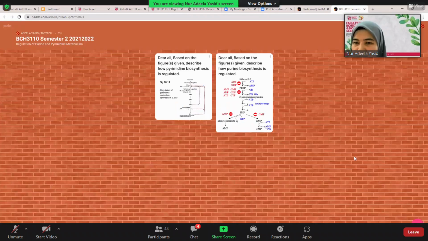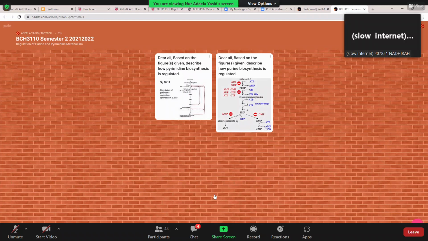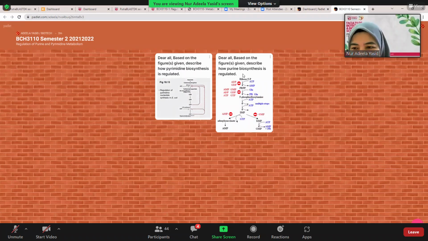Okay, sementara lah saya tak jumpa ni kan. So, these are two figures, nampak tak? Nampak ke? Nampak. Okay. So based on these two figures, nanti saya akan bagi details apa yang saya nak buat lah. Ya, kejap saya mencari saya punya ni.